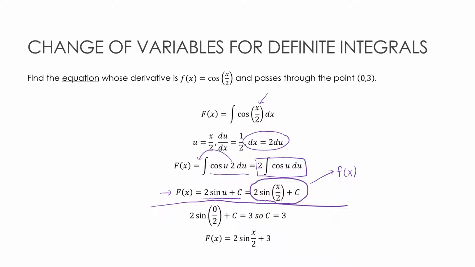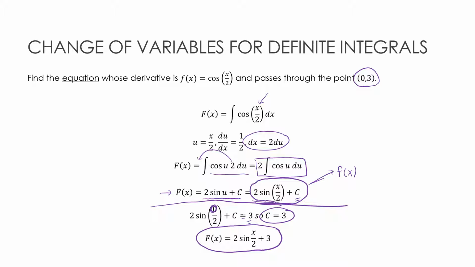That's my original function. Then it says it passes through the point (0, 3). So essentially I am finding not the general solution, but the particular solution. So I'm taking 2 sine of x over 2 plus c, plugging in 0 for x, and setting it equal to 3 for y, and solving. When I solve that, I took sine of 0, which was 0, times 2, which was 0, plus c. So c happened to be 3. So my final answer, my particular solution, is almost the same as what I did here, but this is with a c.